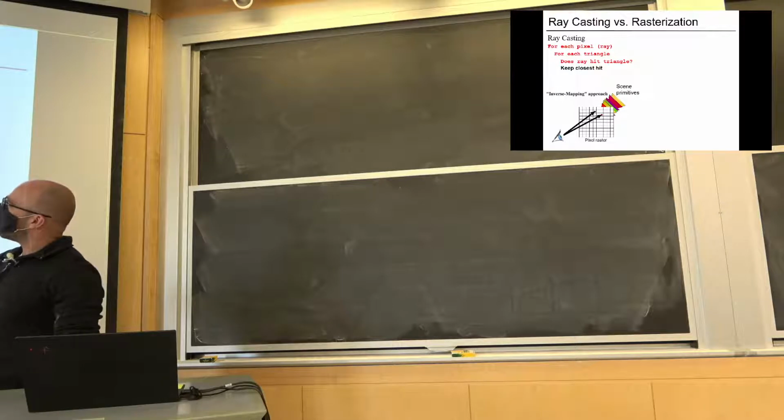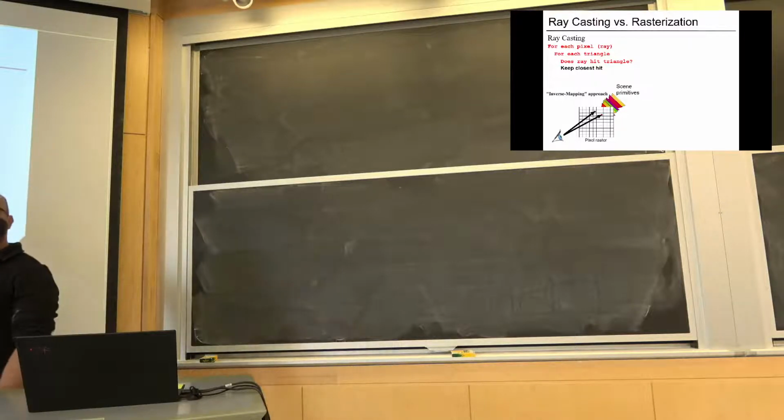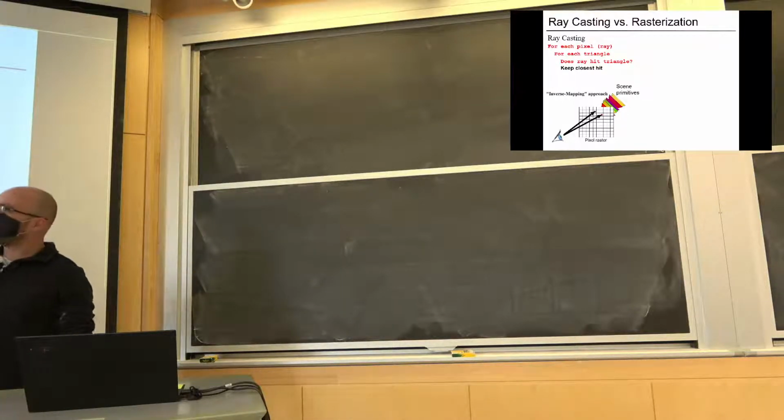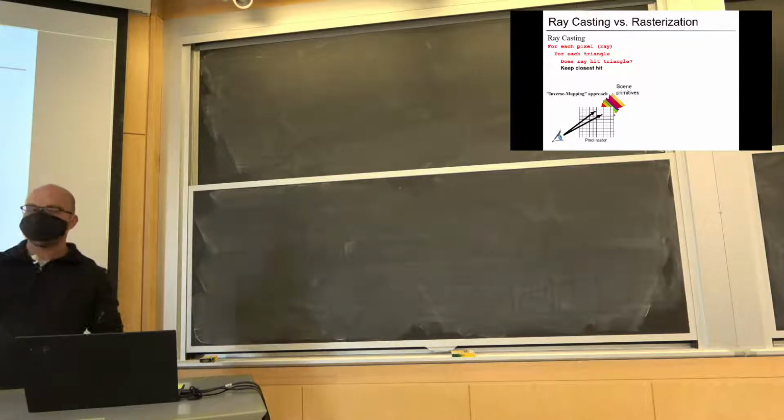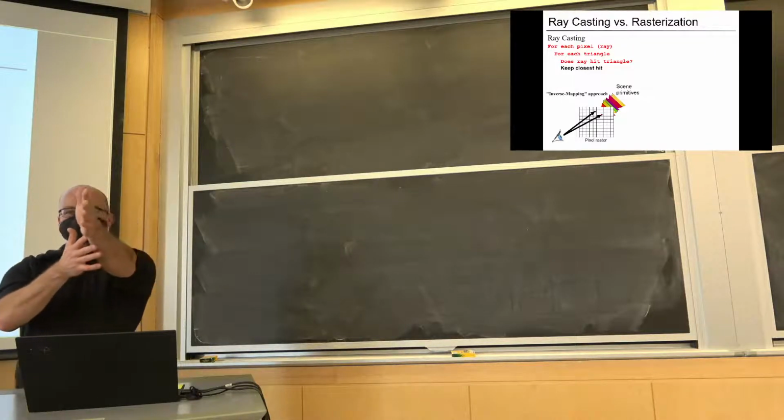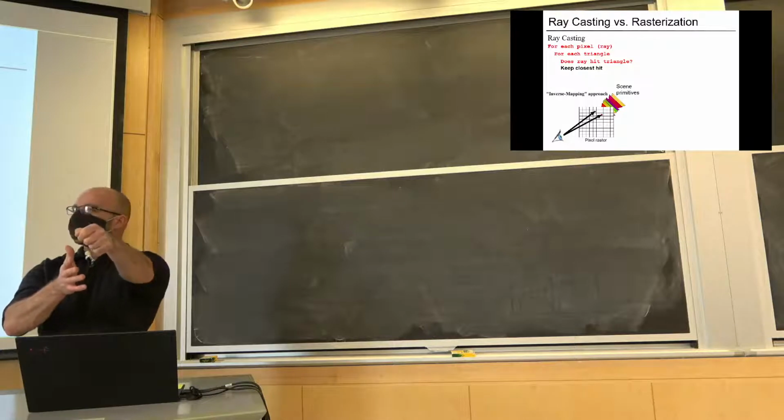Essentially, if I want to render a scene, what do I do? I iterate over the pixels in my image that I want to generate. For each pixel, well, I have to remember what I have to do. I send out this ray, and I need to figure out the first thing that the ray bumps into, right?